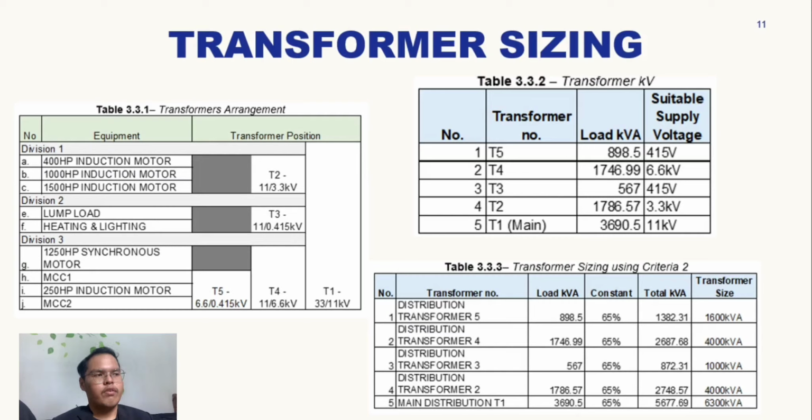For transformer 5, we divided by 65%, so we get 1.6 MVA. Transformer 4, we get 4 MVA. Transformer 3, we get 1 MVA, and transformer 2, we get 4 MVA. And for the main transformer T1, we get 6.3 MVA for the total connected load.